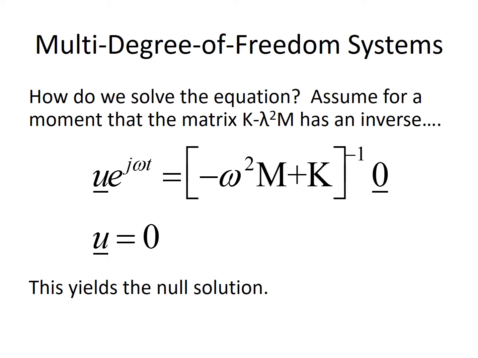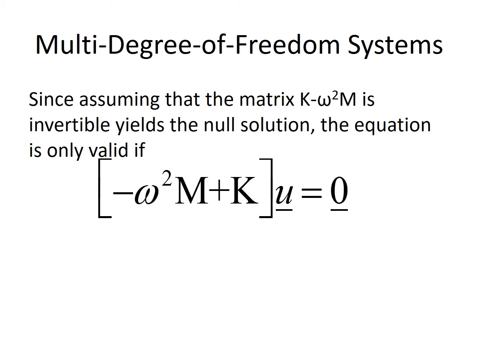First, we assume that the n by n matrix minus omega squared M plus K has an inverse. Under this assumption, we can simply multiply both sides by the inverse of the matrix and, in this case, we find that the only solution is the null solution, u equals 0. This implies that there is no motion in the system, so substituting back into the assumed solution would yield x of t equals 0 for all time. Therefore, this is not a valid solution.